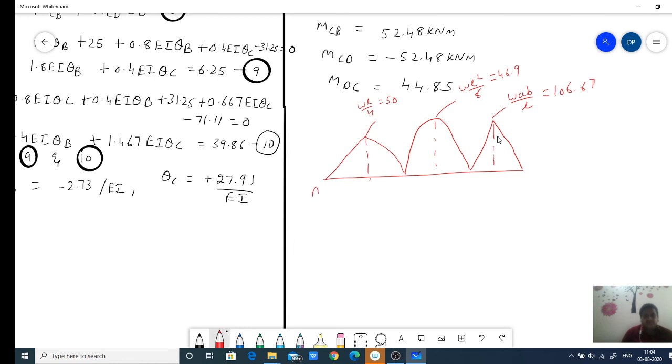So this is my A, this is my B, this is C, and this is D. For A I have got 26.36, and for B I have got 22.24. For C I got 52.48, and at D I got 44.8. So I need to just draw these points here.